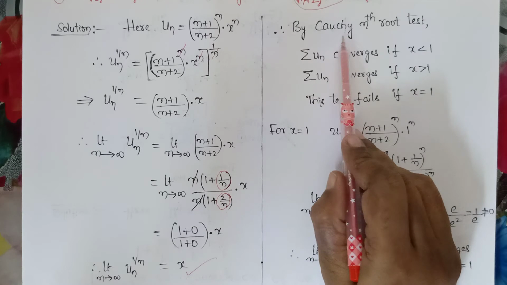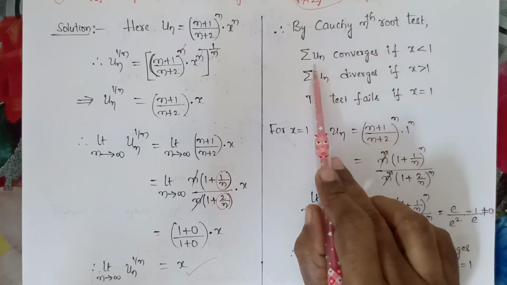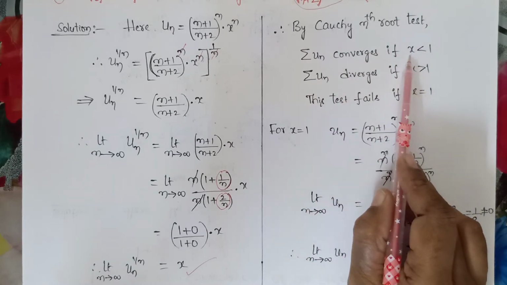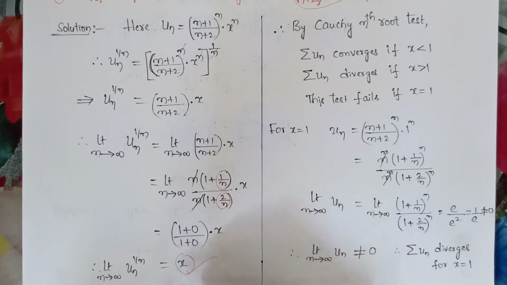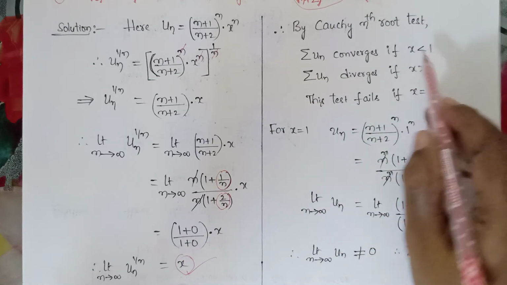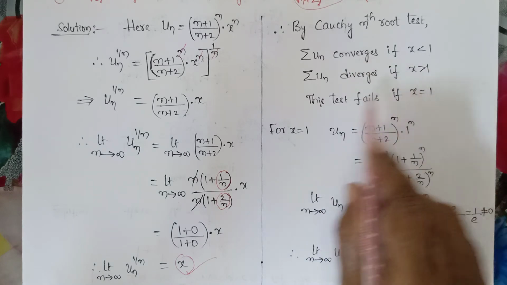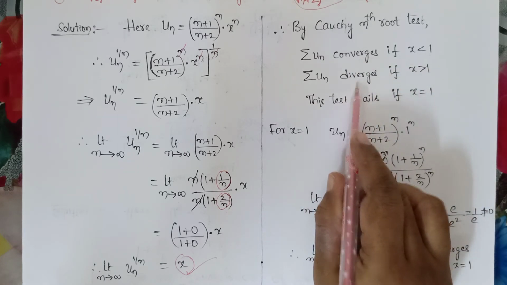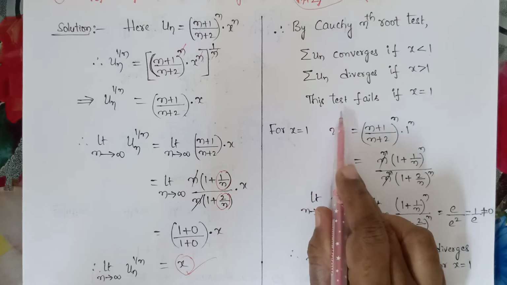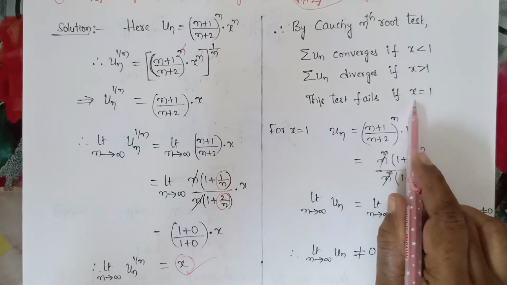Therefore, by Cauchy nth root test, sigma un converges if x, that means this L, x less than 1, this series is a convergent series. If x greater than 1, sigma un diverges, and this root test fails for x is equal to 1.